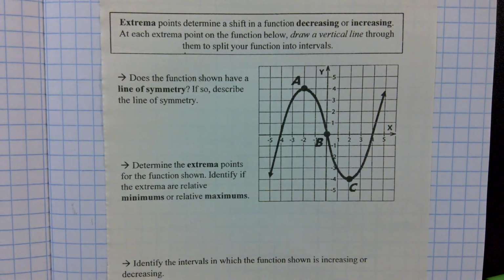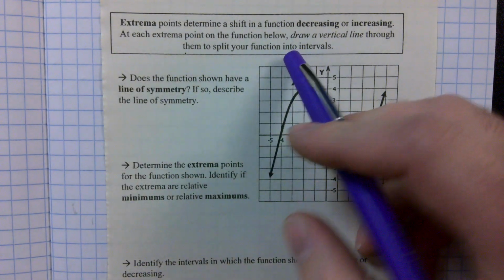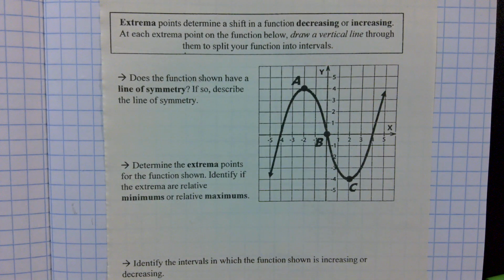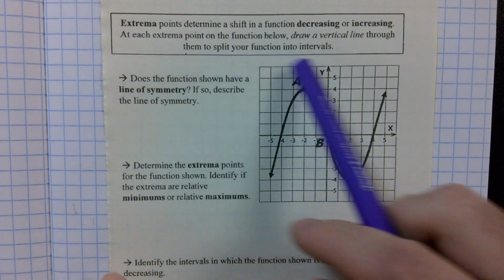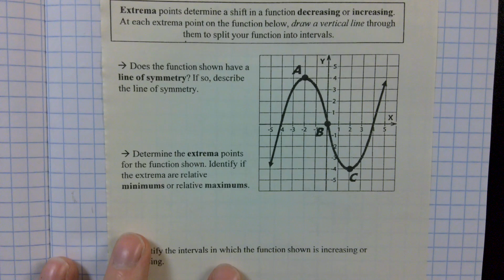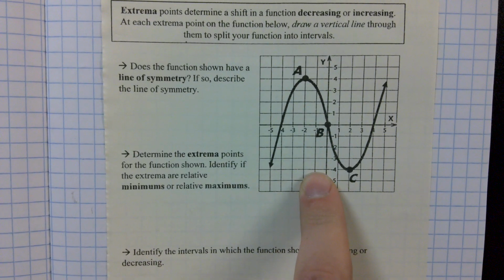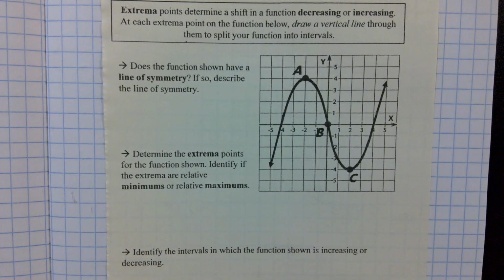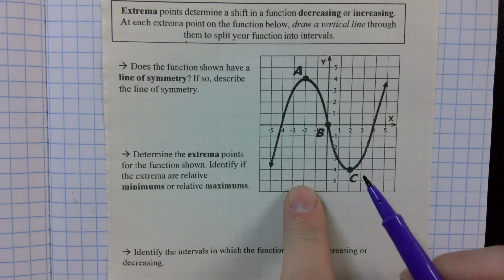So, like we said, extrema points determine a shift in a function, increasing or decreasing. So at each one of these points, we're going to draw a vertical line through them. All right? Real quick, does this function have a line of symmetry? Give me a thumbs up if you think yes. Give me a thumbs down if you think no. For this function right here, what do you think?